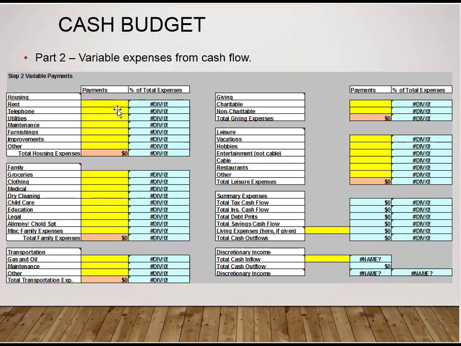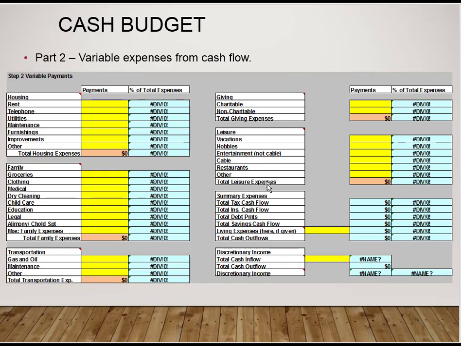Not that it's variable per se, but we want to show all the expenses of owning a home. They're all here: rent, telephone, utilities, furnishings. What about family, groceries, medical, childcare, right? All of these things fit in here that we spend on our family. What about transportation? Obviously, the loan payments aren't here. This is just things like gas, oil, maintenance. Do you give to charity?